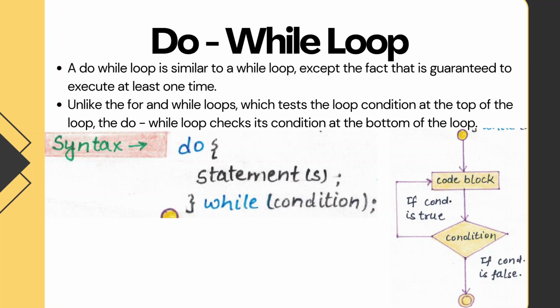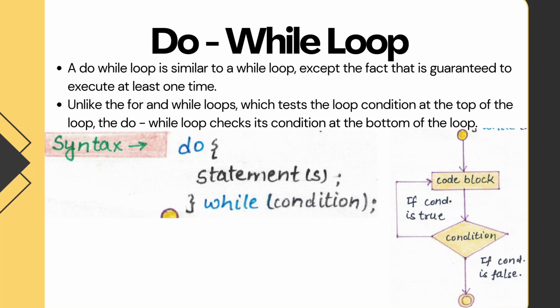The syntax of the do while loop is: first, we write the do statement, then we use the curly brackets, then we write the statement that is to be executed, and after exiting the do loop, we check the condition using while. If the condition is true, then we execute again the statement inside the do loop, or else we terminate. The flowchart of this do while loop is given.